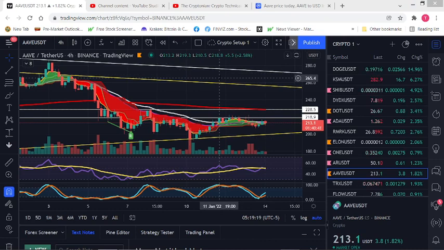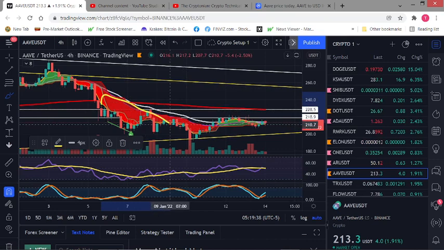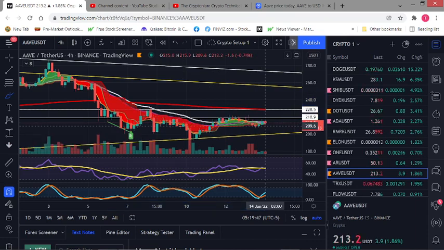Now AAVE is similar, and by that I mean the chart is presenting the same opportunity as the last one. Same kind of setup. You can see with AAVE here, we are in a macro downtrend, and now we're getting to that point where we could possibly see a breakout.